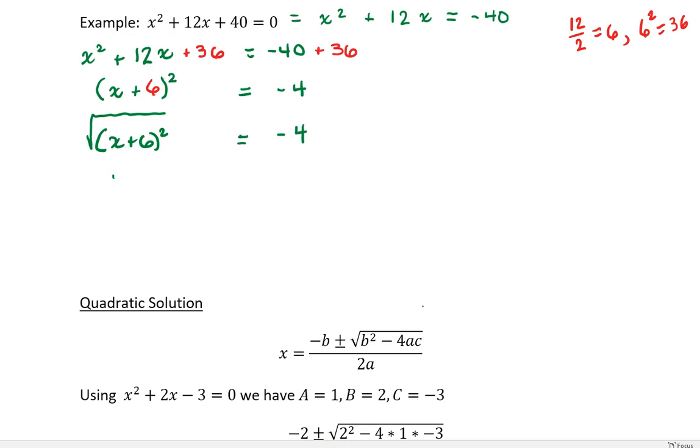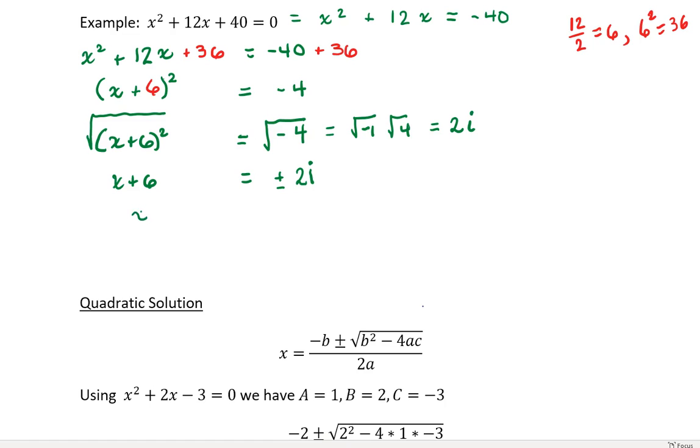And now I'm going to have x plus 6 equals the square root of negative 4, which is going to be plus or minus 2i, right? Because remember, this is the same as saying my square root of negative 1 and my square root of 4. Well, the square root of 4 is 2, and my square root of negative 1 is i, right? So there's my plus and minus 2i.